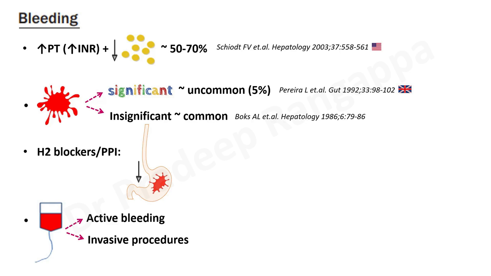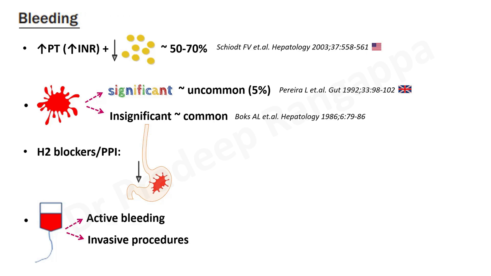So, which is very important, we don't give unnecessary transfusion only to correct INR. We should not give unnecessary platelets just to correct the low platelet count. All this to be given only when there is active hemorrhage that is happening or invasive procedures planned, which is very important. So we spoke about encephalopathy, we spoke about intracranial hypertension, we spoke about cardiovascular dysfunction, we spoke about bleeding, and acute kidney injury is also very common.